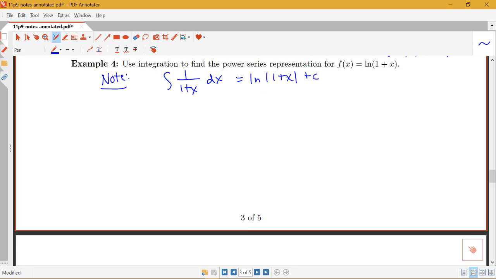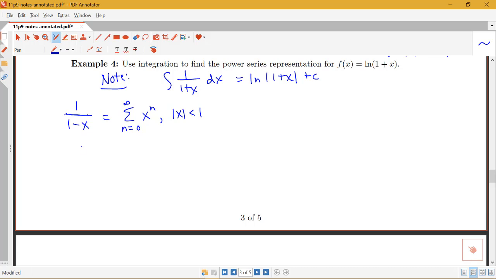Okay, so if I had a power series representation for 1 over 1 plus x, I could use that to find a power series representation for log of 1 plus x. What we do know is the power series representation for 1 over 1 minus x. We know that that's the sum from n equals 0 to infinity of x to the n, where the absolute value of x is less than 1.